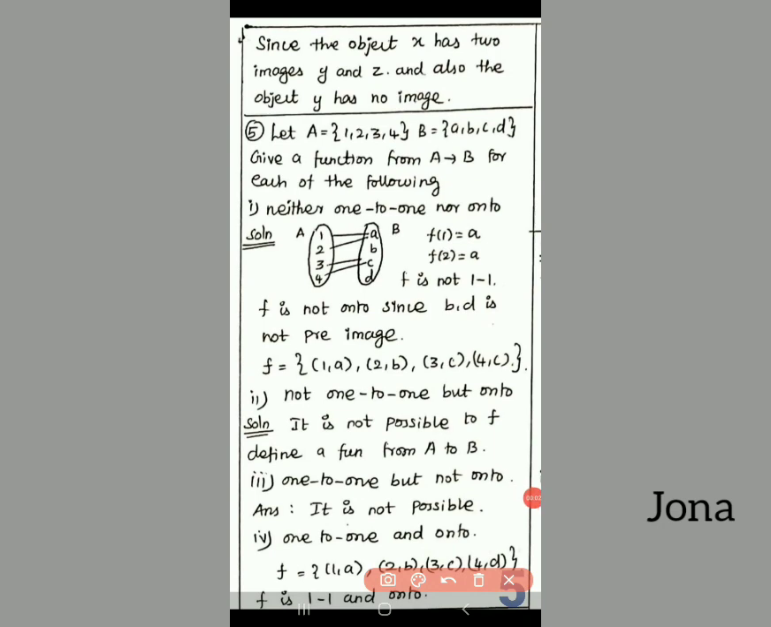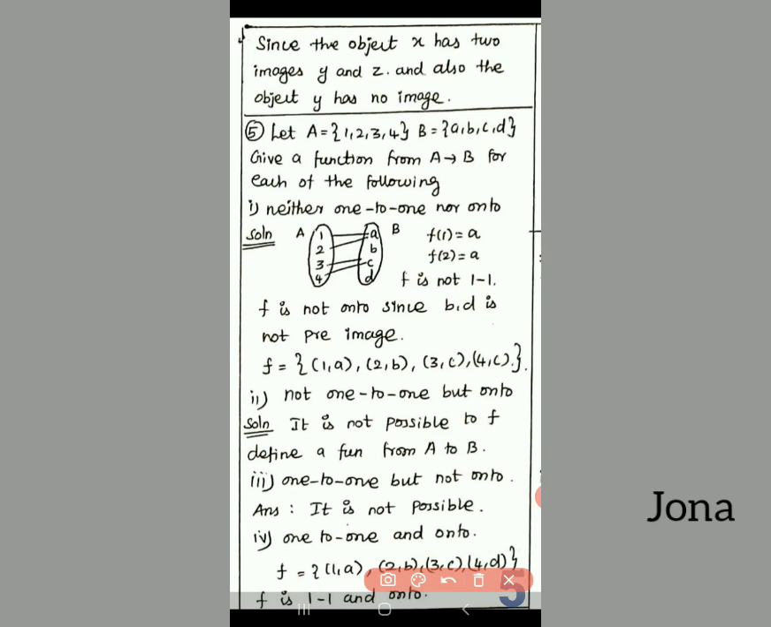Fifth sum: let A equal to {1, 2, 3, 4} and B equal to {a, b, c, d}. Give a function from A to B for each of the following. We are going to frame a function from A to B by the given condition. The first condition is neither 1 to 1 nor onto.